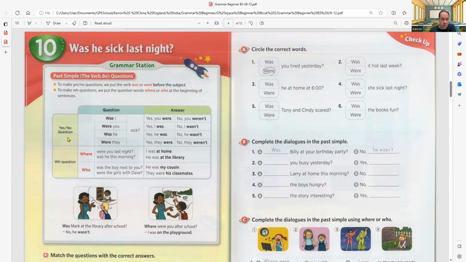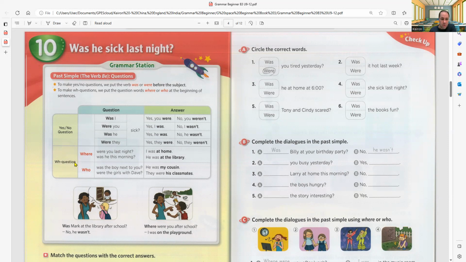So we have the yes/no questions. And here is the positive, here is the negative. So question 1, was I sick? Yes, you were. No, you weren't. Were you sick? Yes, I was. No, I wasn't. So we're just going to be looking at the short form for the negative. Was he sick? Yes, he was. No, he wasn't. Were they sick? Yes, they were. No, they weren't.